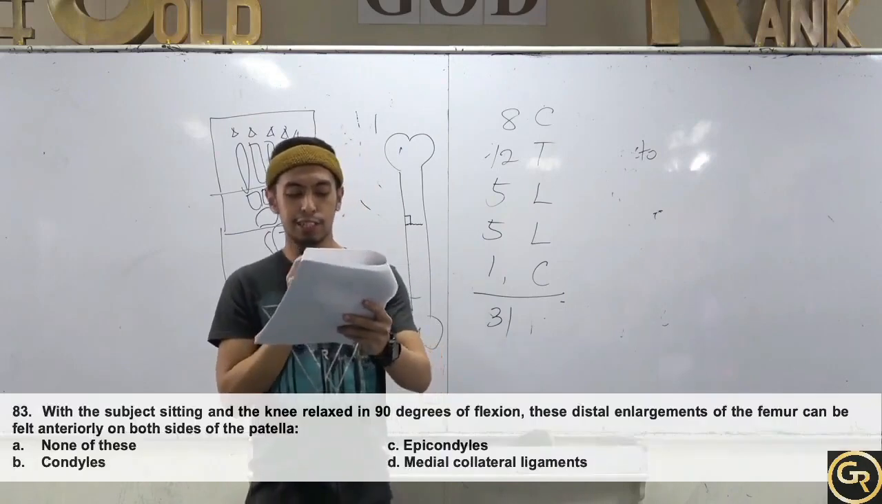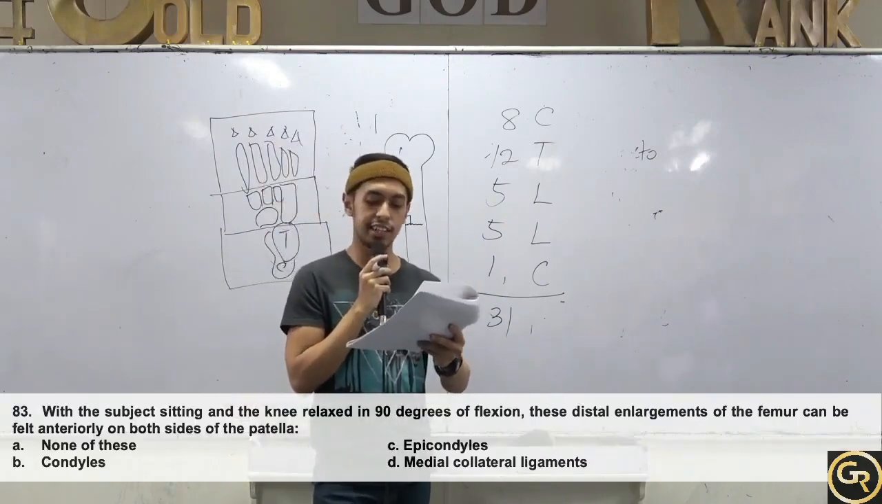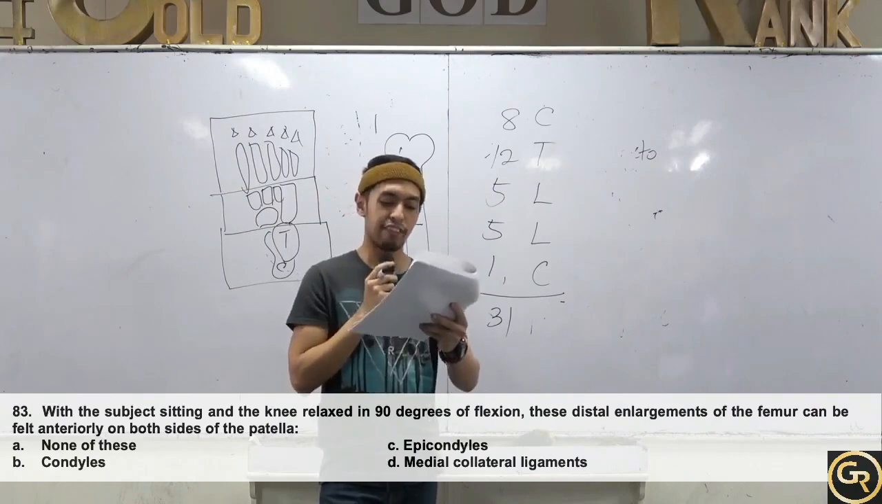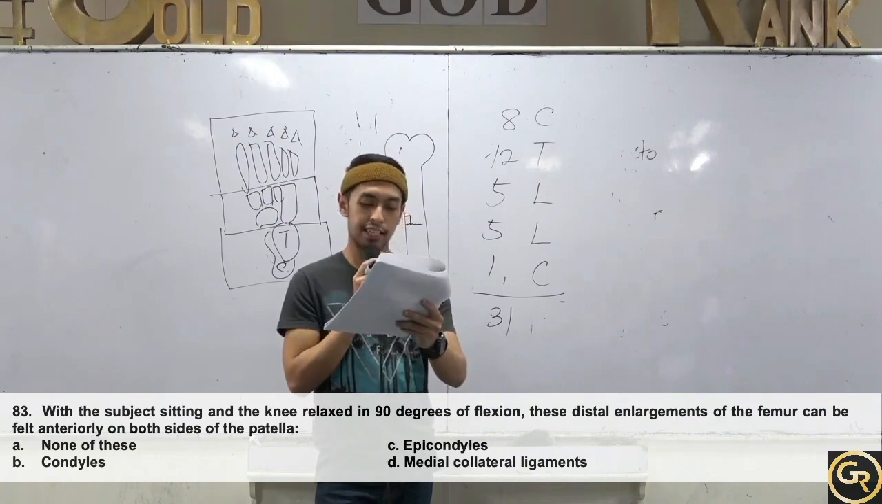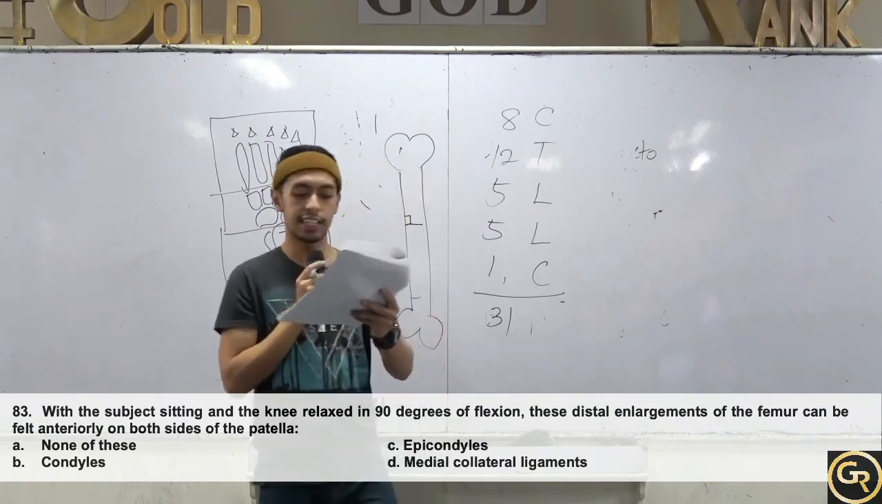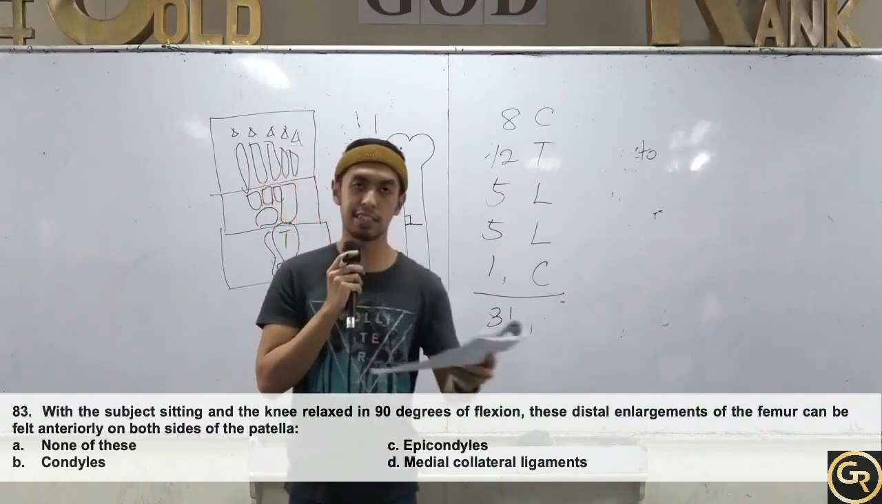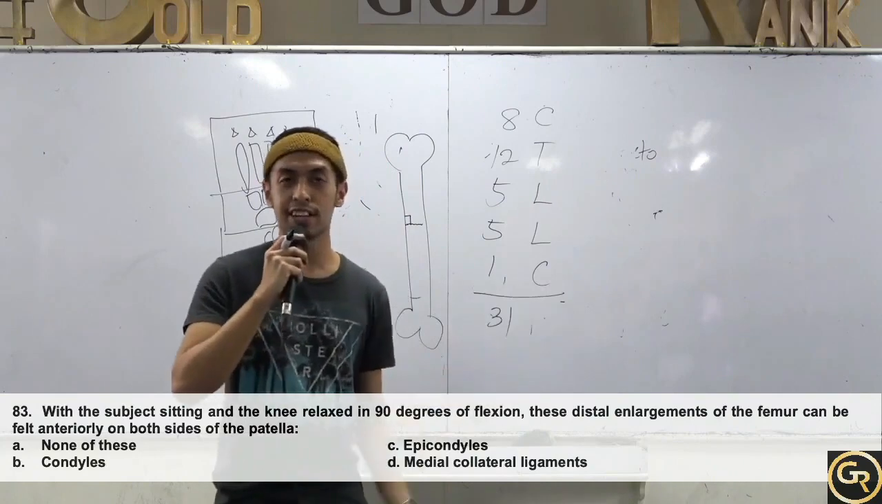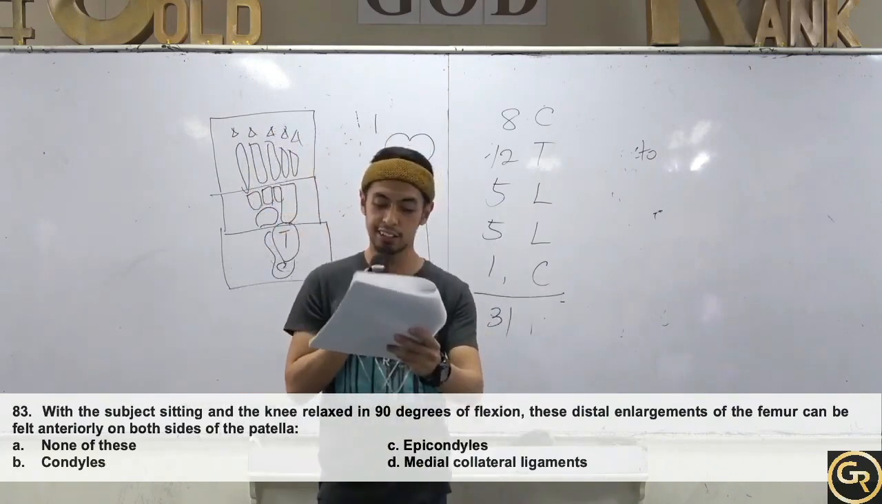83. With the subject sitting and the knee relaxed in 90 degrees of flexion, these distal enlargements of the femur can be felt anteriorly on both sides of the patella. When our knee bends in 90 degrees of flexion, the distal enlargements of the femur, what do we call them? They are your condyles. Very good.